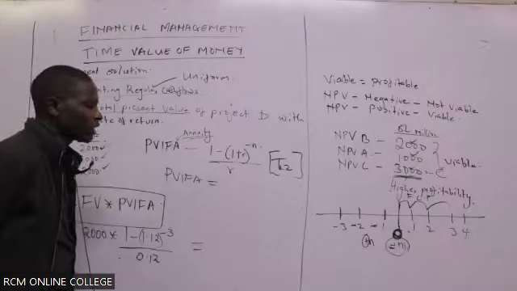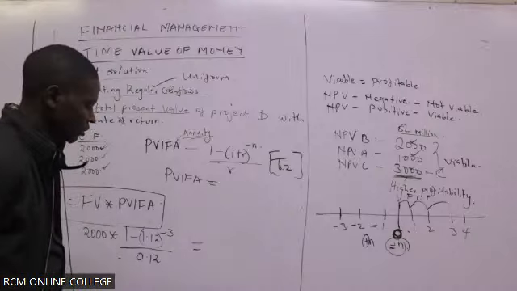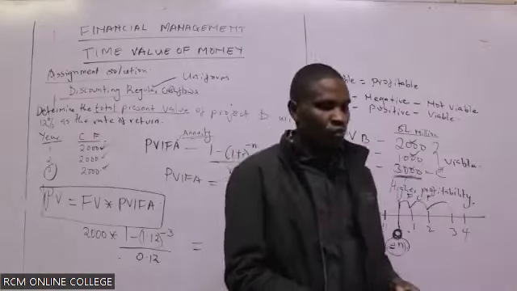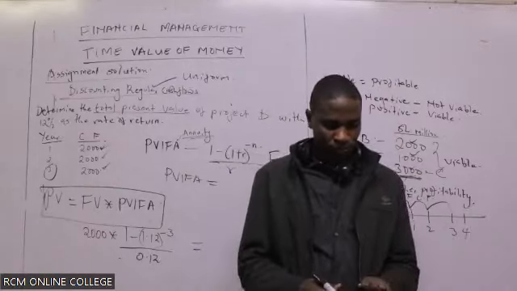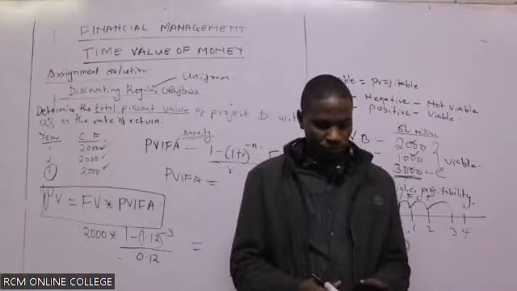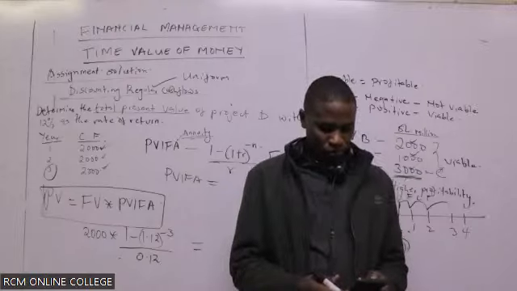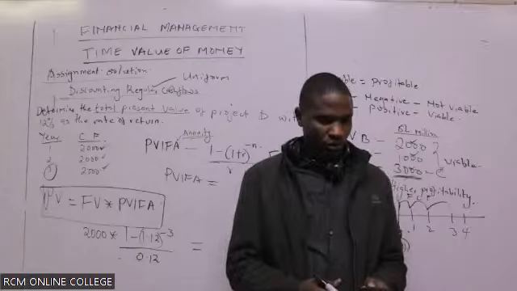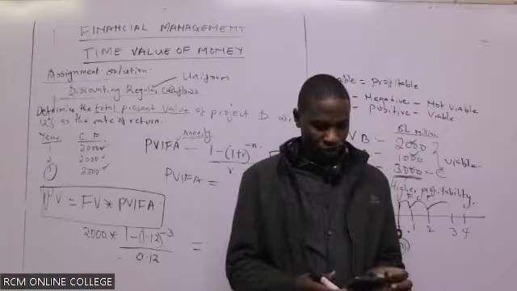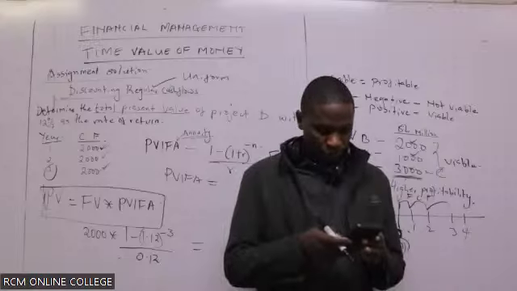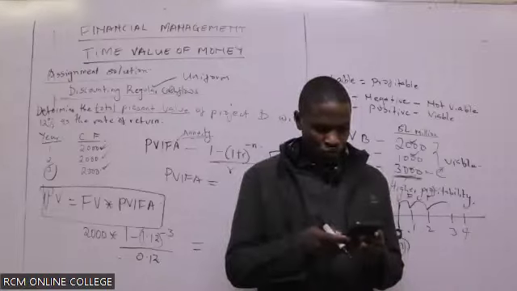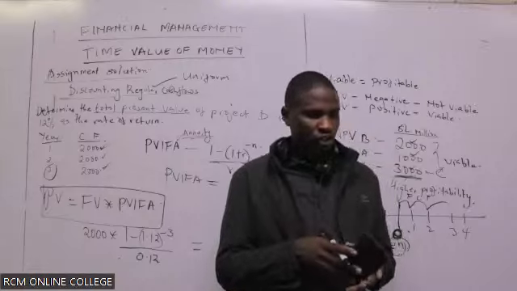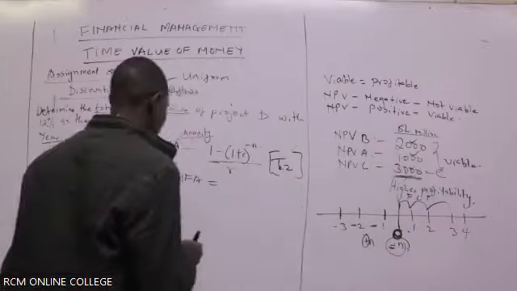Somebody using a table is very fast, so I'm wondering whether you still have your tables. Using a table is a bit easy. 2.4018. Let me check my table as well. 12%, 3 years. 2.4018. Yes, I'm getting the same.